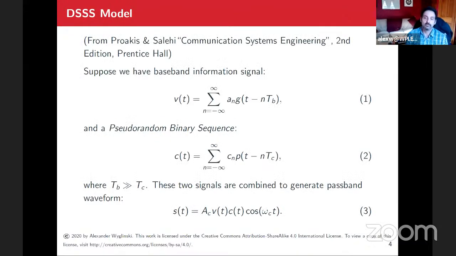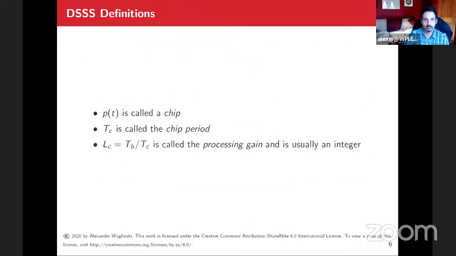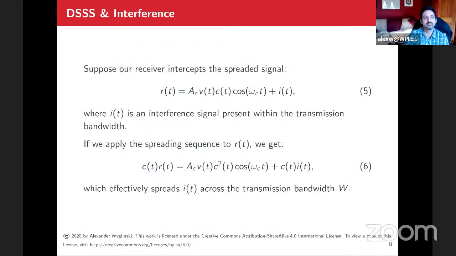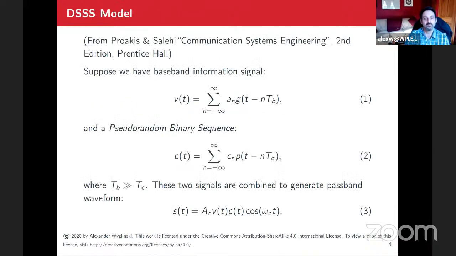All right. So here's now the mathematics. What we're going to do is go through the math a little bit here, okay? I found that the presentation in Proakis and Salehi, Communication Systems Engineering, second edition, was actually pretty good. So that's what we're using here.